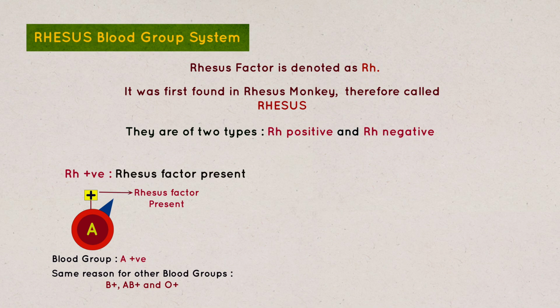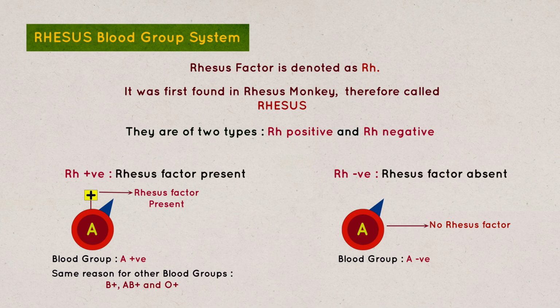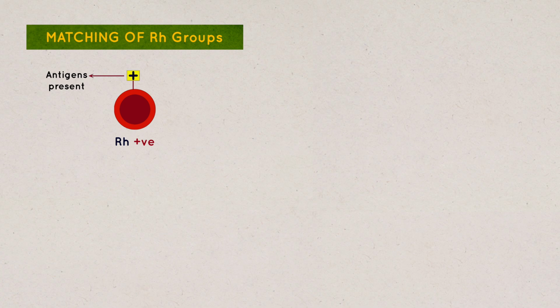If we don't have rhesus factor, our blood group is considered as rhesus negative blood group. For example, if I have blood group A and the rhesus factor is absent in my blood, the blood group will be called A negative. Same goes for all the other blood groups like B negative, AB negative, and O negative. Now we will see how blood matching works on the basis of rhesus factor. We know that the blood group with positive rhesus factor has Rh antigens, and the blood group with negative rhesus factor have no antigens in them.